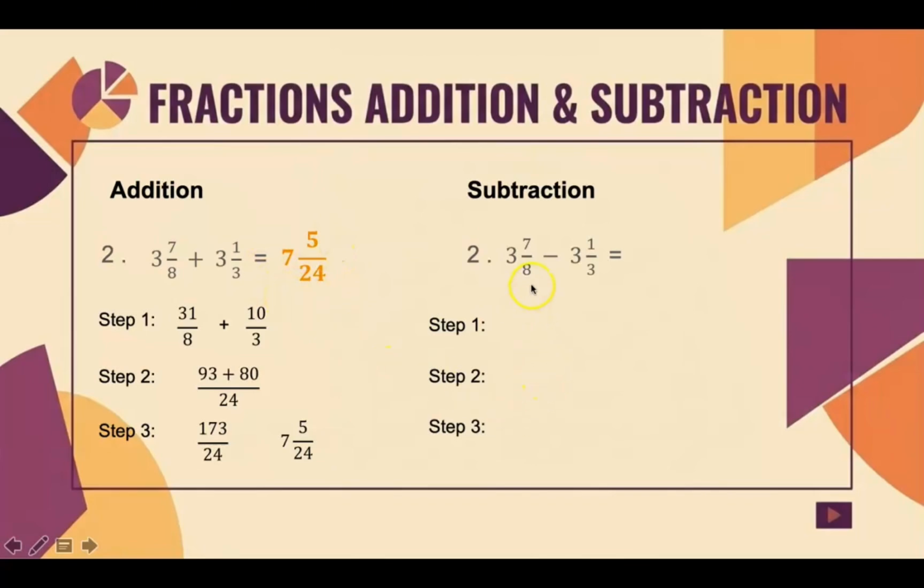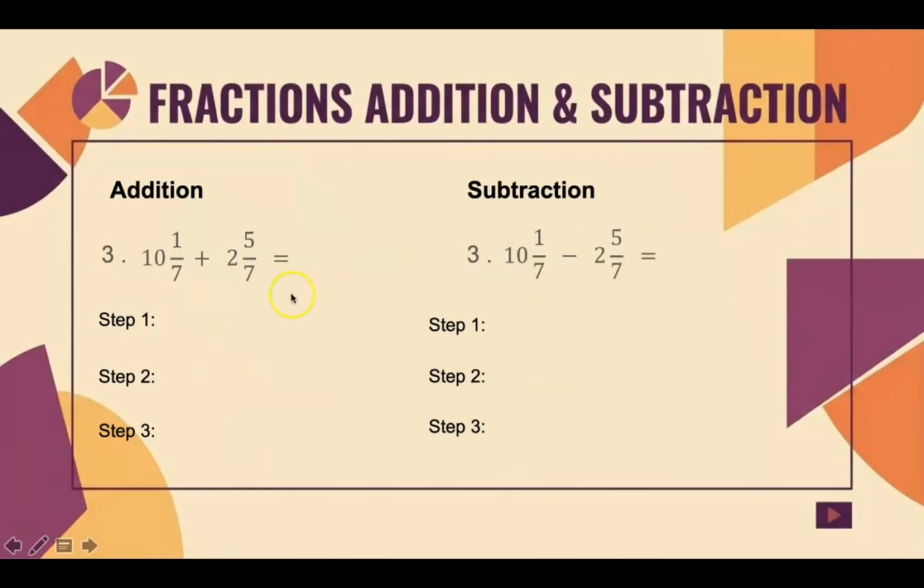Let's do step 1. The fractions will still be the same, giving us 31/8 minus 10/3. And for step 2, we need to find the common denominator, which we already did for the addition, and we do 93 minus 80 over 24. And for step 3, we need to do 93 minus 80. And 93 minus 80 equals 13, and the denominator 24 stays the same. So our final answer is 13/24.